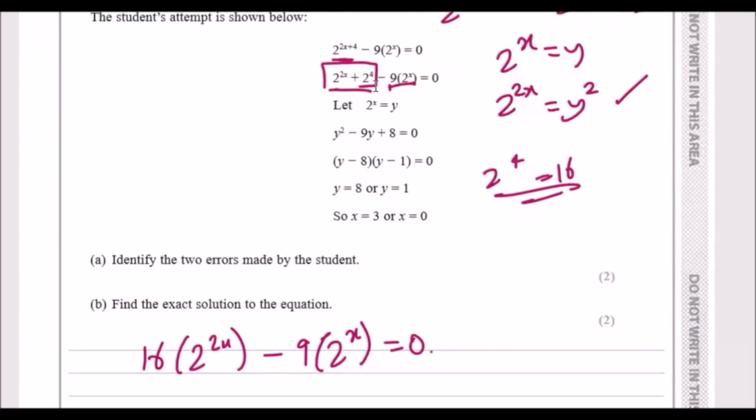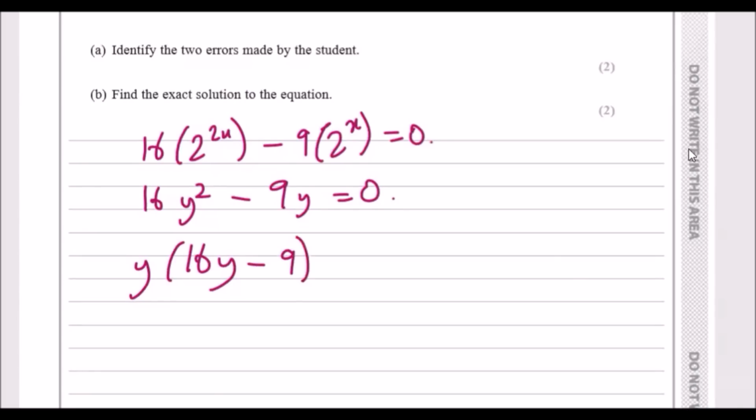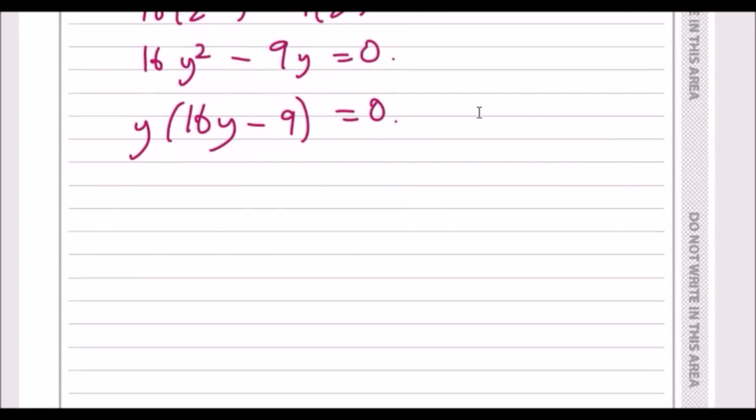Now we said let 2 to the power x equal y. This means we're going to have 16y squared because we've got 2x here, minus 9y because it's just a regular 2 to the power x. Okay, this looks quite easy now. So all you do now is just factorize. So factorize y out. We'll be left with 16y on the left side and just a 9 on the right side. This means our first solution will be y equals 0 or 16y equals 9, which will give us y equals 9 over 16.